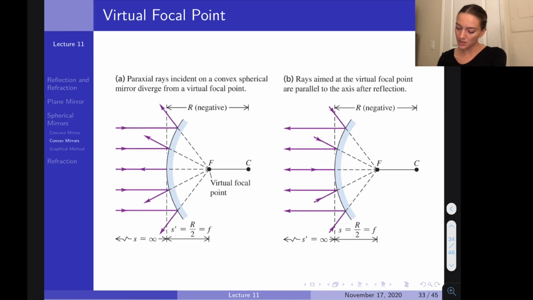Okay, so then we just have the same thing, just rewritten here. This shows both versions, where incoming parallel rays look like they're actually coming from a focal point back here. And likewise, if you have some light rays that are aimed at the focal point, so if they're coming in here and are aimed at the focal point, they will be reflected parallel.